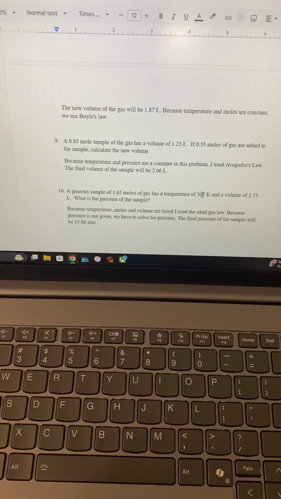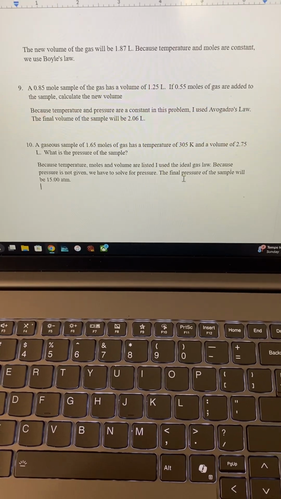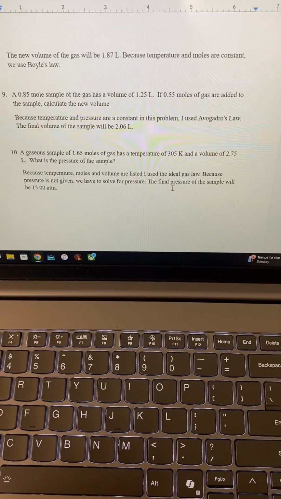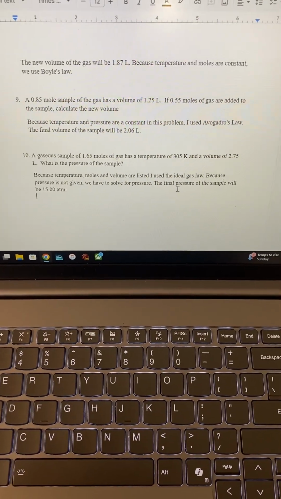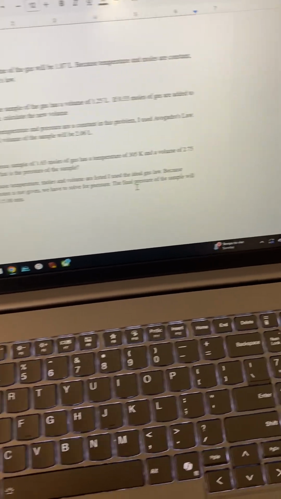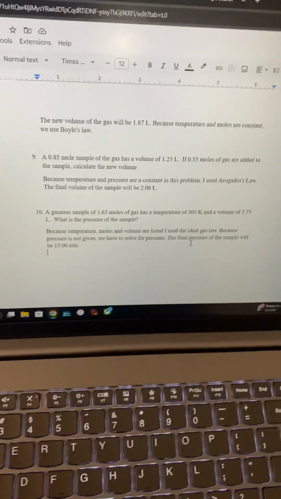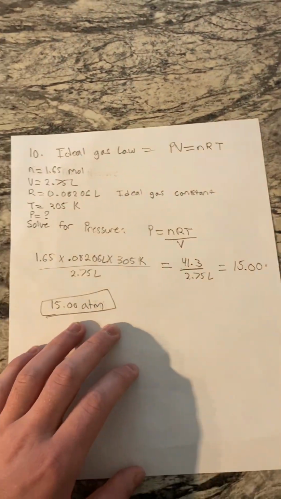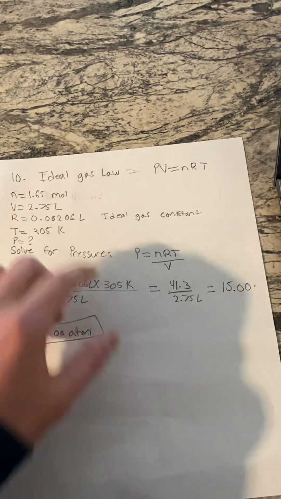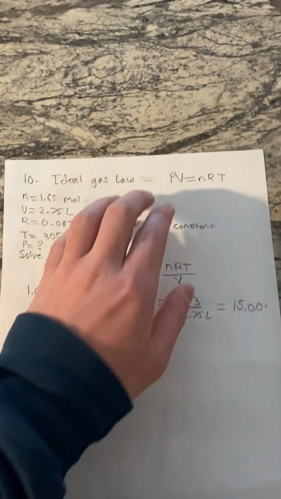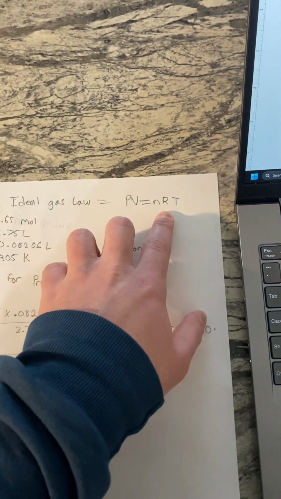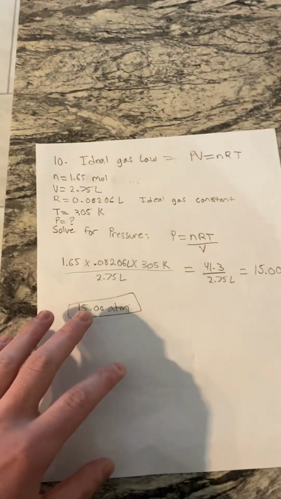Now, moving on to question 10. A gaseous sample of 1.65 moles of gas has a temperature of 305 Kelvin and a volume of 2.75 liters. What is the pressure of the sample? So for this, we are given temperature, moles, and volume. We are not given pressure. So the most likely law for this is going to be the ideal gas law, which is pressure times volume equals number of moles times the ideal gas constant times absolute temperature.